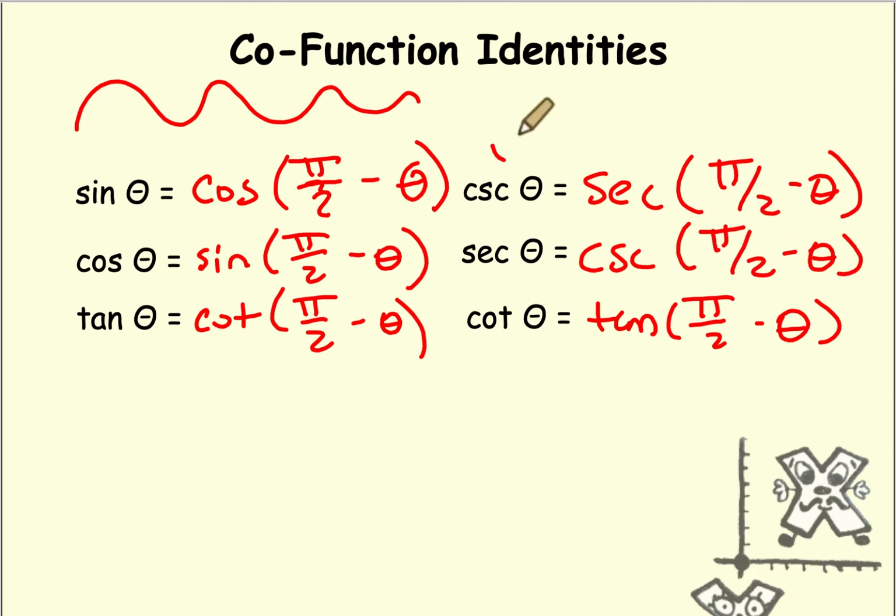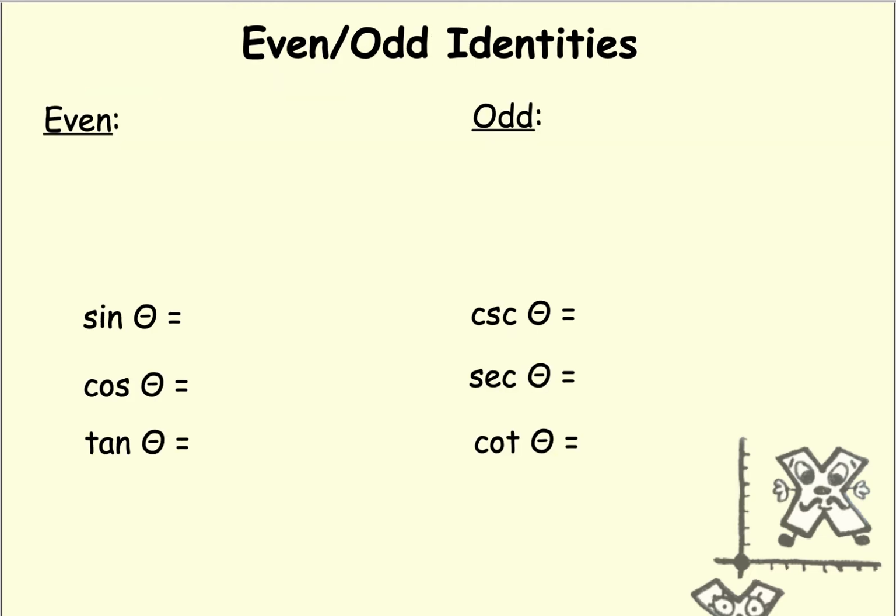And then remember, cosecant is the one that looks like this, and secant looks kind of the same. Okay, so some other identities we need to make sure we know are the even and odd identities. So remember, an even function is defined as: if you evaluate the opposite of x in a function and you end up with the exact same value for y as when you put in the positive value of x, then it's an even function.